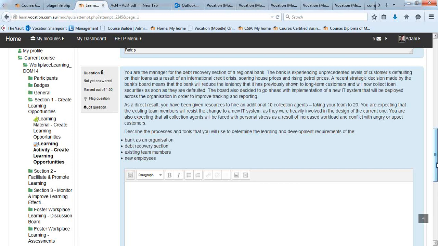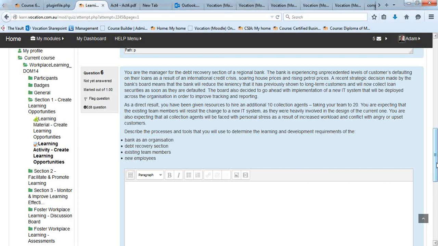So now here what we're actually asking you is to describe the processes and tools that you will use to determine the learning and development requirements of the bank as an organisation, the debt recovery section, the existing team members, and the new employees, because there's different things that will happen at each of those stages. And this is a very, very big question.